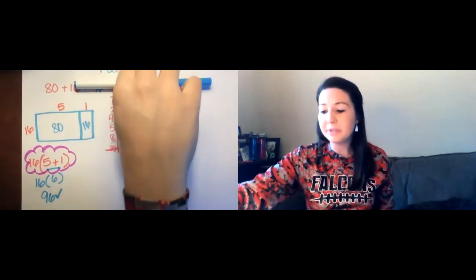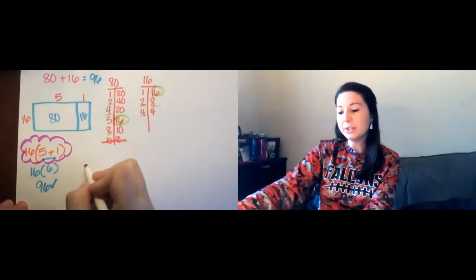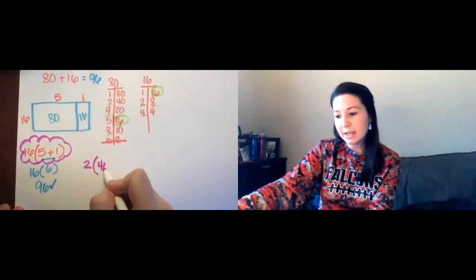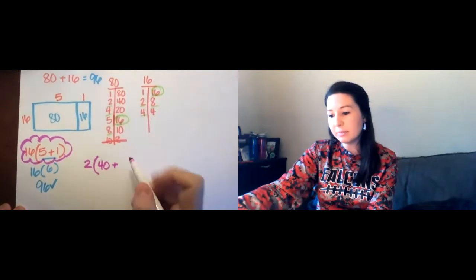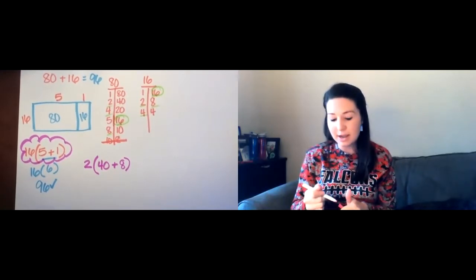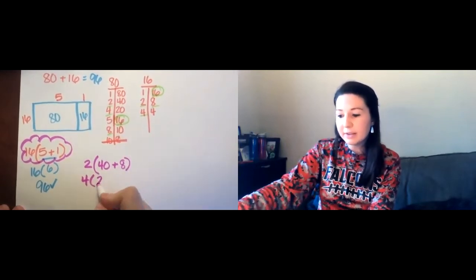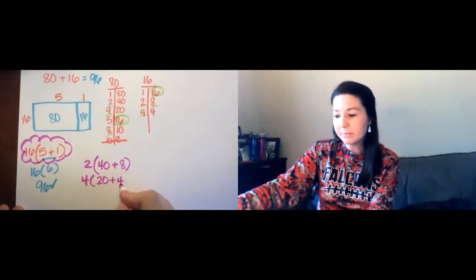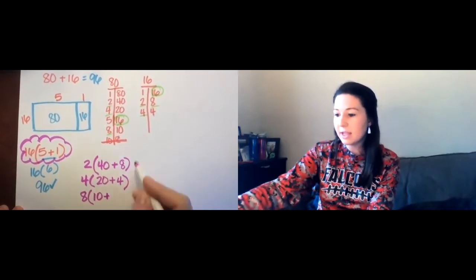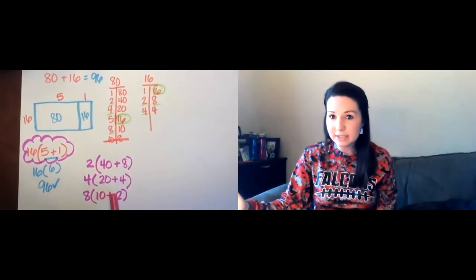Now, if you pulled out a different factor, say we looked at it and we said, we know that these are both even, so I wanted to pull out a factor of 2 and say, well, 2 times what gives me 80? So 2 times 40 is 80 plus 2 times what is 16? 2 times 8. That works. That's still another option. We could also pull out their common factor of 4 and say, well, 4 times 20 gives me 80 plus 4 times 4 gives me 16. We could also pull out their common factor of 8. 8 times 10 gives me 80 plus 8 times 2 gives me 16. So all of these will give us the same answer of 96.